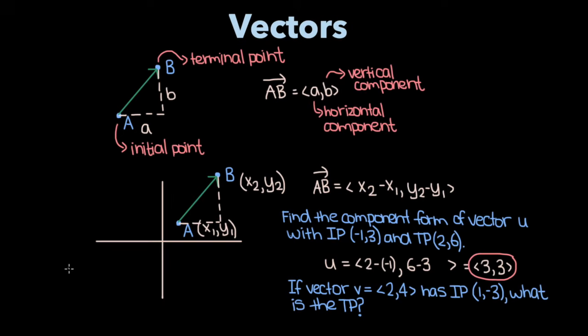Now let's consider this variation. If vector v, which has the component form 2, 4, has the initial point 1, -3, what is the terminal point? I think the best way to think of this problem is just visually.